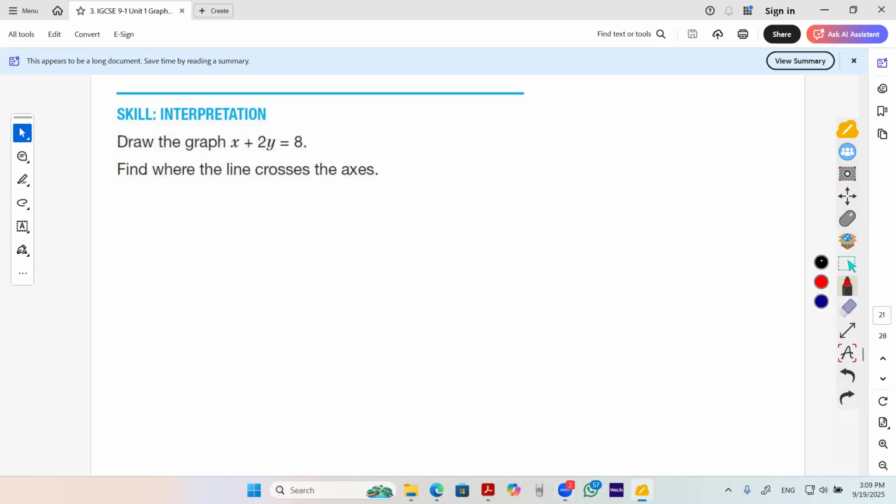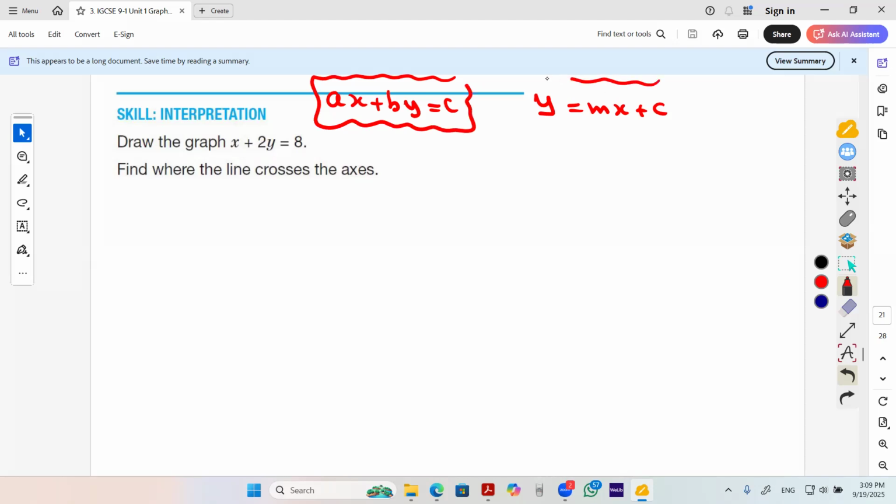First, before we start graphing this line, we have to determine which form we have to put this equation in. Do I need to put the equation in the form ax plus by equals c, or in the form y equals mx plus c? You have to determine your target. The second form, y equals mx plus c. That's very good.